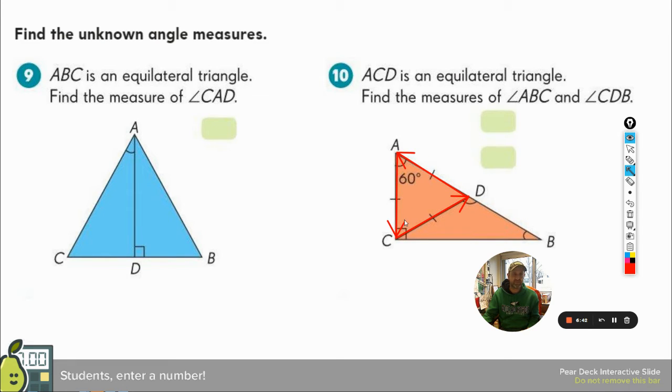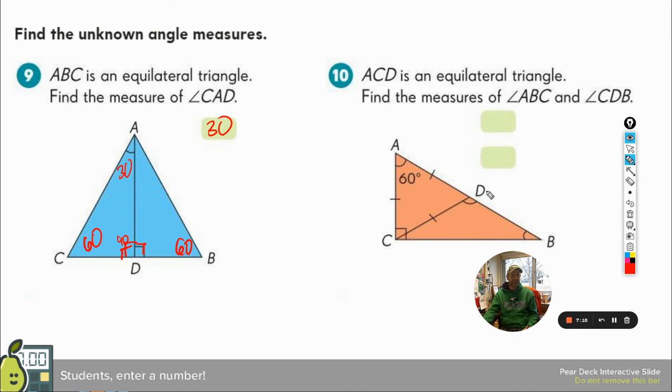Okay. So then you're asked to find missing angle measures. Well, as soon as I see this is equilateral, I'm just going 60, 60, and I know that's 90. So 90 minus 60, because this is now part of a right triangle here. So 90 minus 60 is going to be 30. So CAD is 30. Does that make sense? If this is a right angle, this is a right angle.